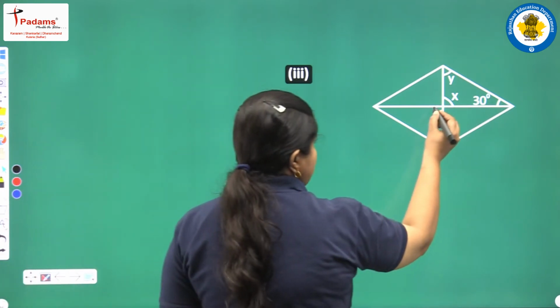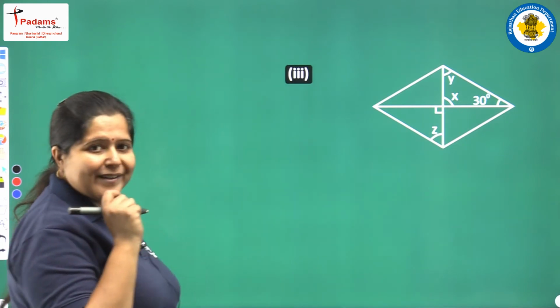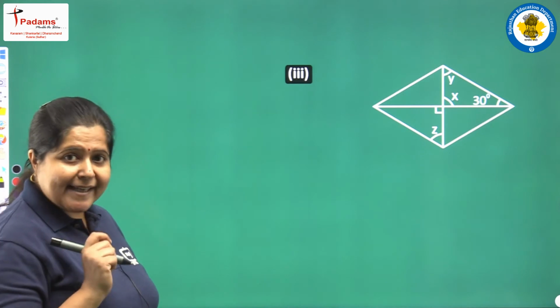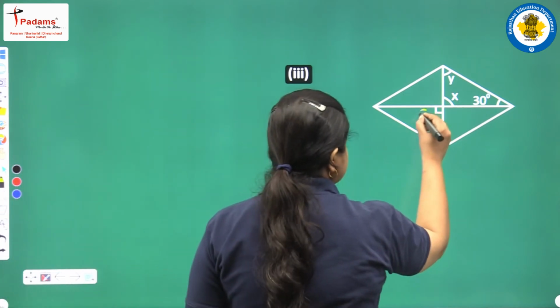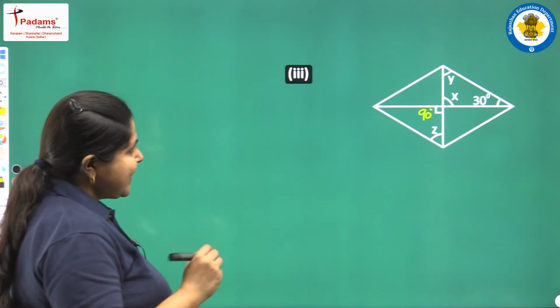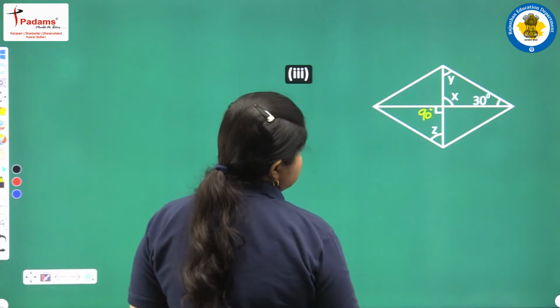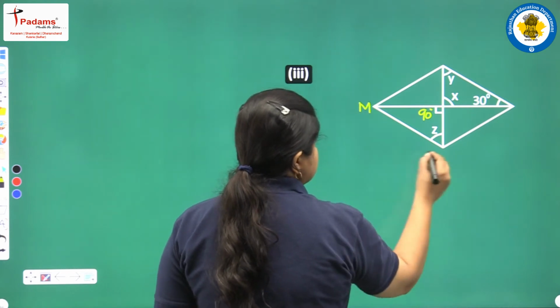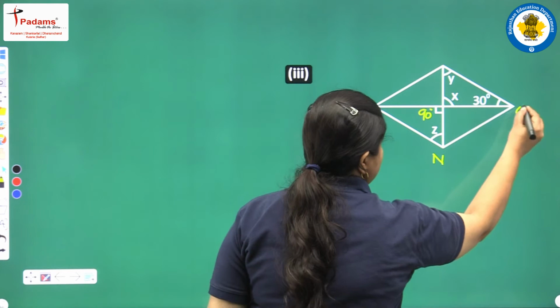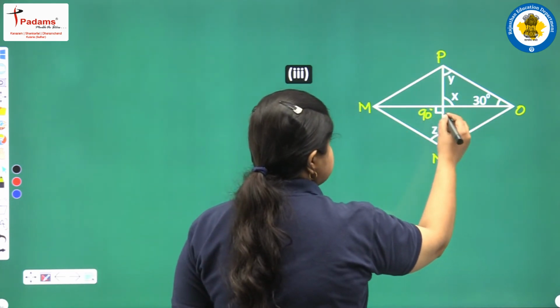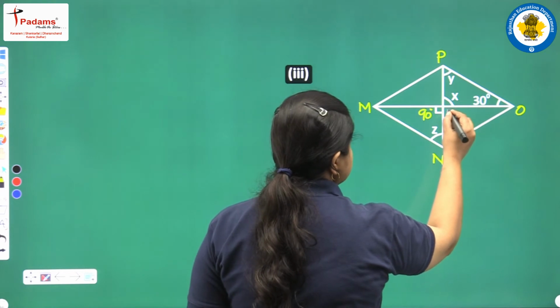Let us just focus on this small square. What does this represent? Yes, it represents an angle of 90 degree. So first of all we give it its value 90 degree. Then let us name this parallelogram. Let it be M, N, O, P, and the point of intersection, let it be point R.